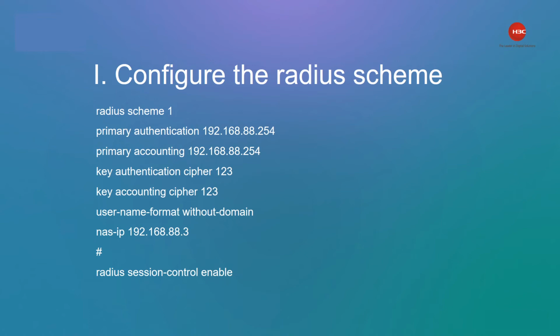We then enable the RADIUS session control function, and it's recommended to specify the source address of the RADIUS packet sent by the device through NAS IP to avoid authentication failure. Due to the inconsistency between the source address selected by the device and the access device IP specified on the server, when the source address is not specified.